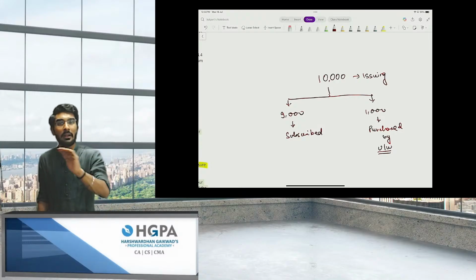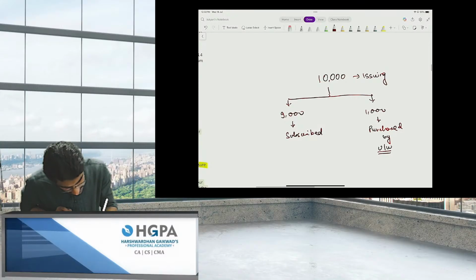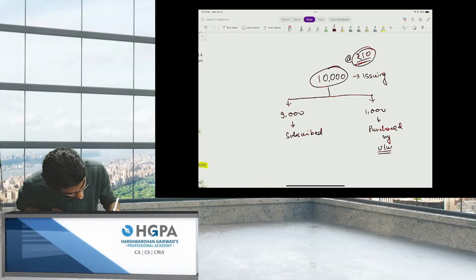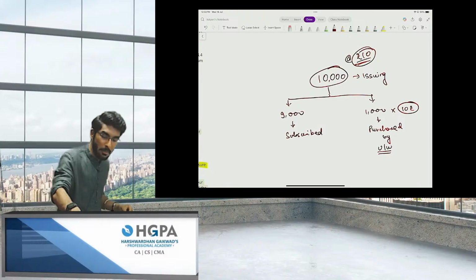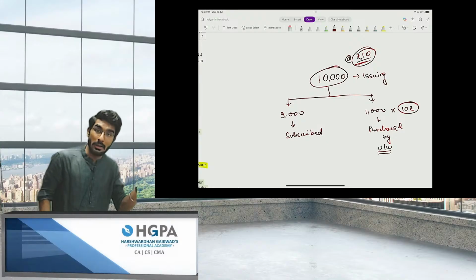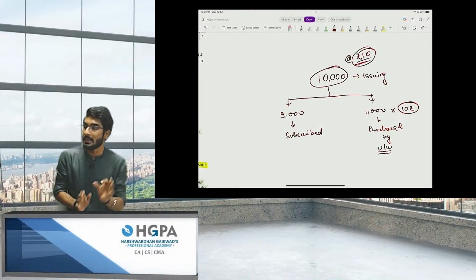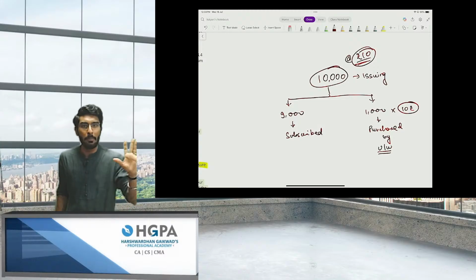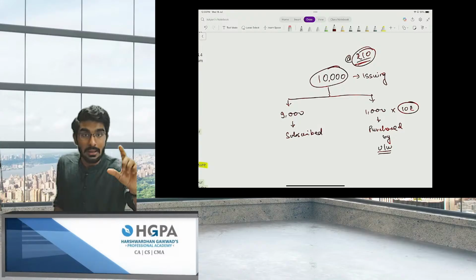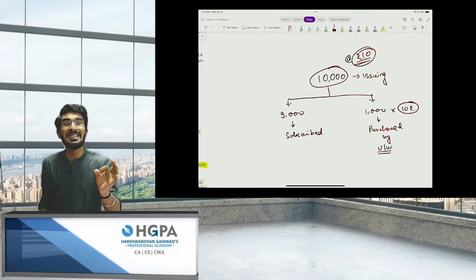Imagine if underwriters were not there. If a company is raising 10,000 shares at ₹10 and only 9,000 shares are subscribed, the company is short by 1,000 shares into 10 rupees. It had originally planned for 1 lakh rupees, but is not getting it. This gap is solved by the underwriter. Basically, he promises that the remaining shares will be purchased by us. Don't worry, you just pay us commission. This is the job of an underwriter.